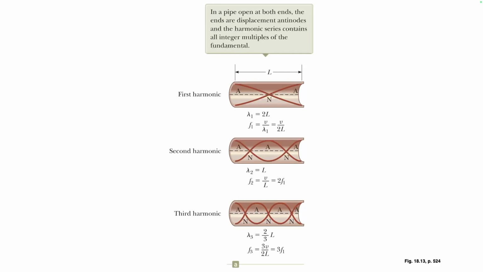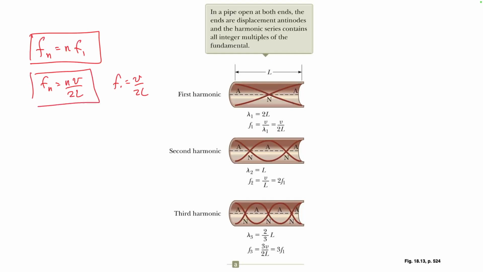Standing waves on a string, standing waves in a pipe, are they any different? Mathematically, they're not. Technically, the boundary conditions have shifted, but the mathematical relationships between these things stay the same. So our nth harmonic will be n times whatever the fundamental frequency happens to be. We can write nv over 2L, where our fundamental is v over 2L. This is exactly the same math that we had last time.